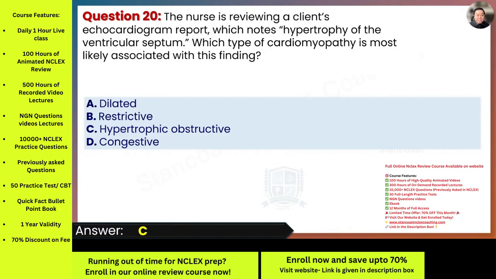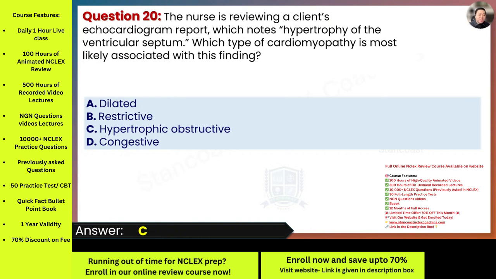Now, why is letter D incorrect? Congestive. Well, the term congestive cardiomyopathy is not a recognized or specific type of cardiomyopathy, and the more appropriate term would be congestive heart failure, which is a condition that results from other forms of cardiomyopathy, but it is not a type of cardiomyopathy itself. So disregard this option because it doesn't refer to a distinct cardiomyopathy option.